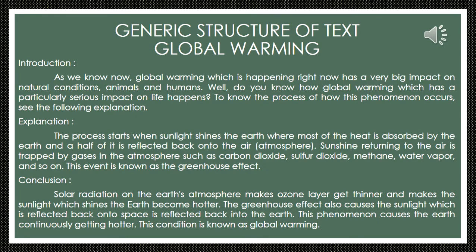Conclusion. Paragraph 3. Solar radiation on the Earth's atmosphere makes the ozone layer get thinner and makes the sunlight which shines on the Earth become hotter. The greenhouse effect also causes the sunlight which is reflected back onto space to be reflected back into the Earth. The phenomenon causes the Earth to continuously get hotter. This condition is known as global warming.